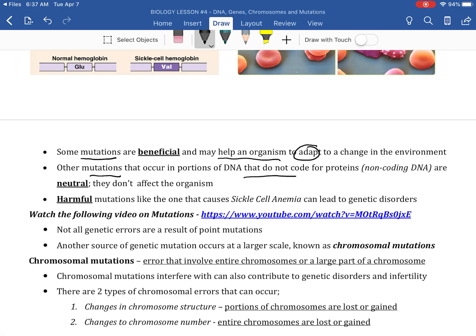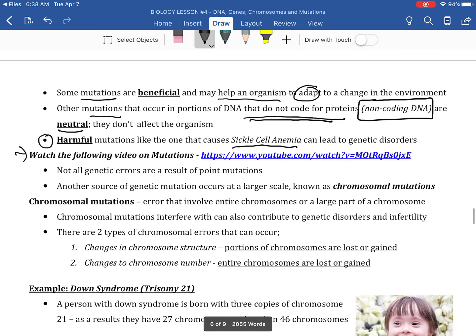Other mutations that occur in proteins of the DNA code, some codes don't make proteins. Those are called non-coding DNA genetic sequences. All right, so that's something that I just want to point out. Not all codes can make a protein. So if there's a mutation in the code for a gene that doesn't make a protein, well, then you're not going to create a protein that's going to carry out a function, and it's not going to affect the organism. It's called a neutral mutation. Some mutations can be harmful, such as the sickle cell anemia, which is kind of restricting the ability of the red blood cell to carry oxygen throughout the body. You can watch this video on mutation if you want any further instruction.